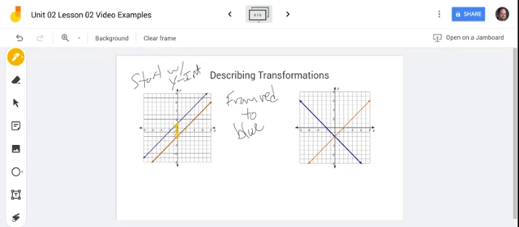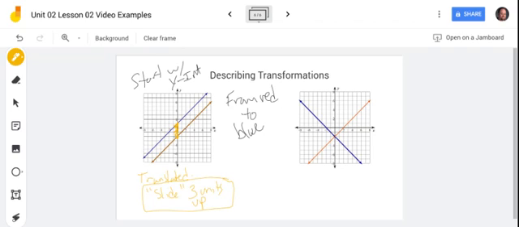So the first thing is it translated, or we're going to say slid, 3 units up. I'm using the word units because we don't have inches or centimeters or feet or miles. We don't have a measurement here, so we're just going to call them units. That's a general word. Now, I said it slid up 3 units.